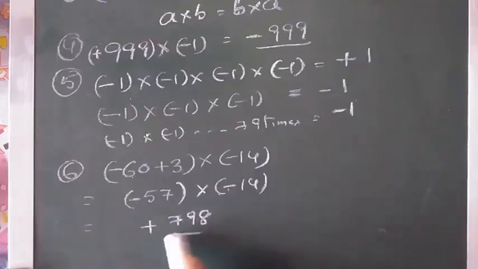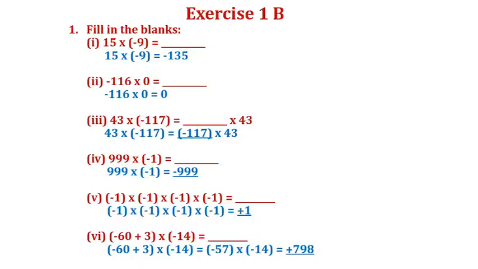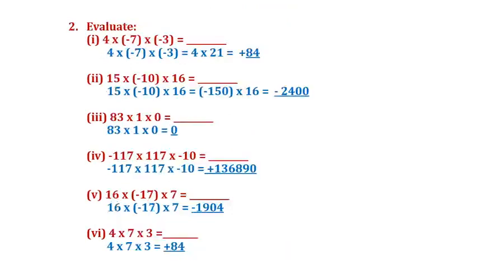798. So plus 798. Okay. So next, going to the second problem, which is evaluate. Second problem, going to the evaluation. So what is the first problem here? 4 into minus 7 into minus 3.